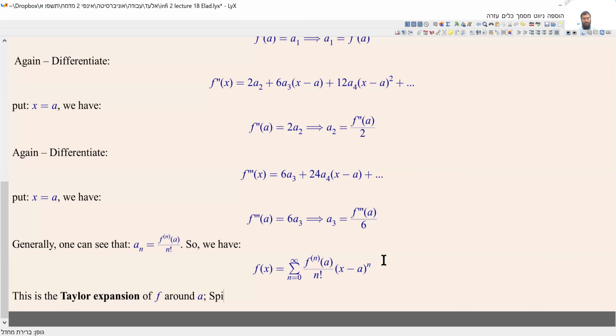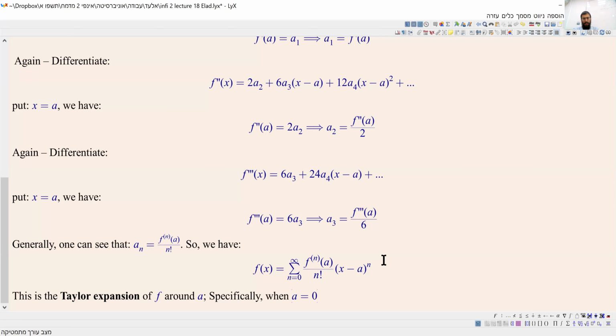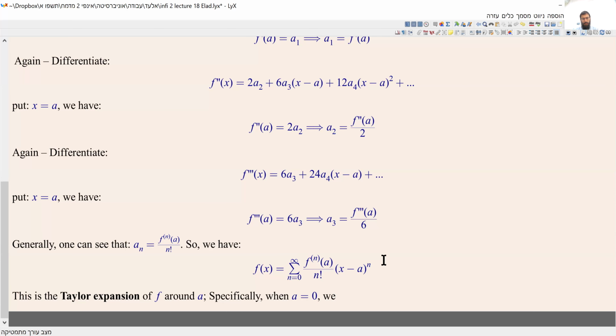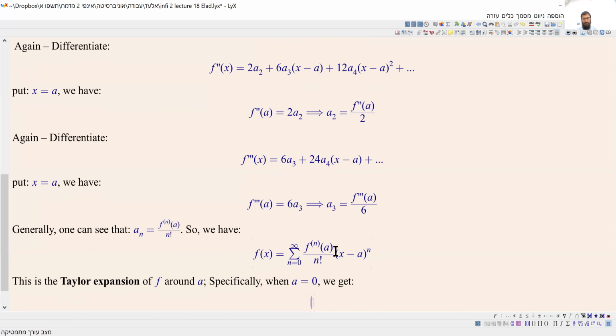Specifically, how do we write it? With E? Specifically with two L's, probably. Specifically, when a is 0, we get the following expression.